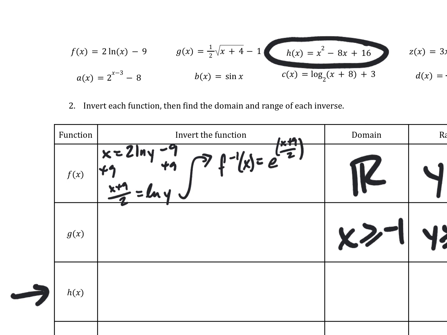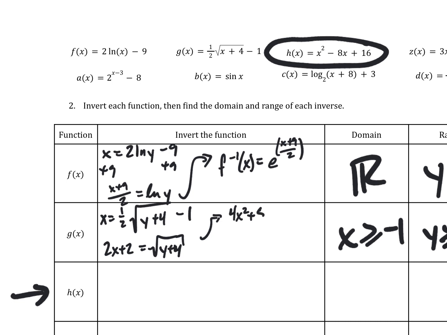G of x is a square root function. We'll do x equals 1/2 square root of (y plus 4) minus 1. We need to add 1 and then multiply both sides by 2, so we'll get 2x plus 2 equals root (y plus 4). We got to square both sides, which gives me 4x squared plus 8x plus 4, I think, equals y plus 4. I get to subtract 4 from both sides. I get g inverse of x equals 4x squared plus 8x.